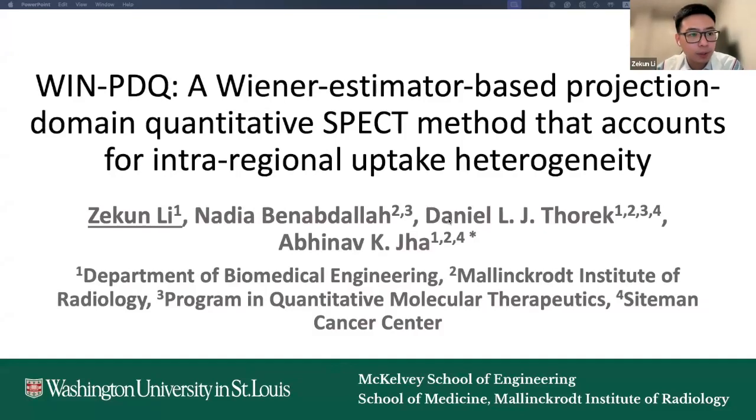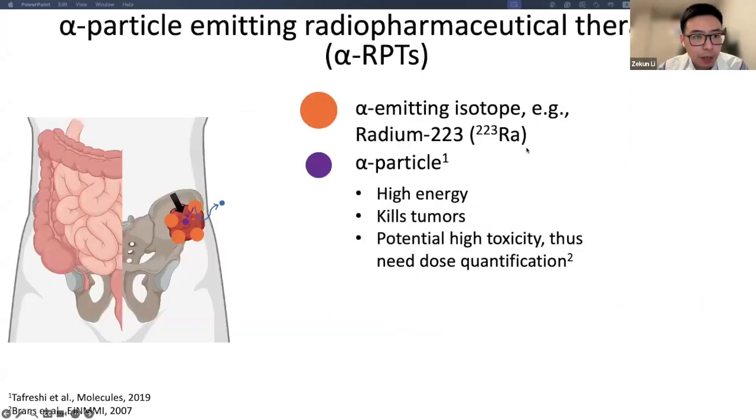Today, I'm going to talk about our work, WIN-PDQ, a linear estimator-based projection domain quantitative SPECT method that accounts for intra-regional uptake heterogeneity. First of all, alpha particle emitting radiopharmaceutical therapies, in short alpha-RPT, is becoming more and more important as a cancer treatment modality.